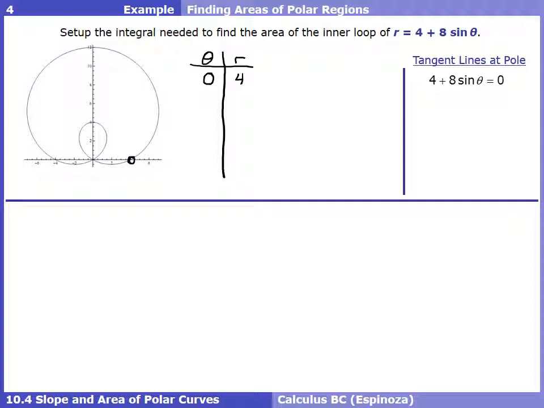If I were to plug in pi over 2 into our function, I'd end up with a value of 12. So you can see, it looks like our graph is being traced out in this direction here. So that would be the next point I'd have to plot, up here at 12.